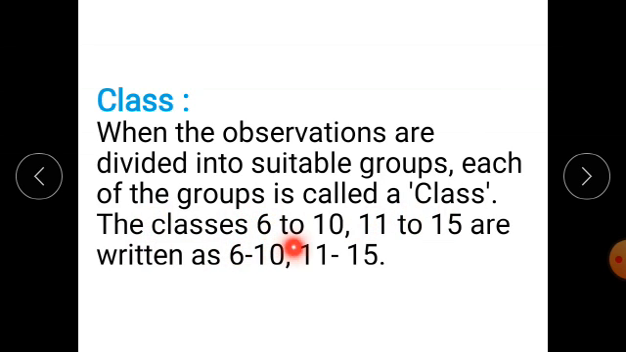The classes 6 to 10, 11 to 15 are written as 6 to 10, 11 to 15.